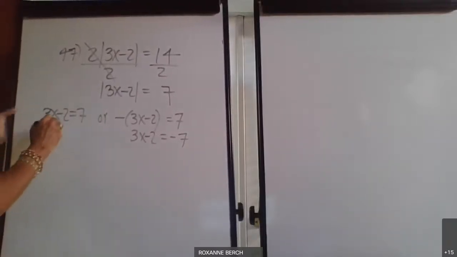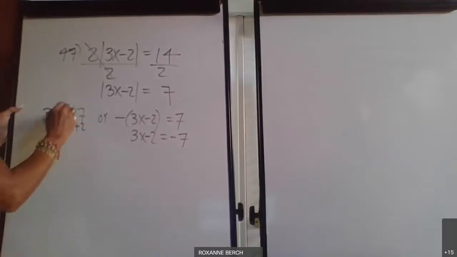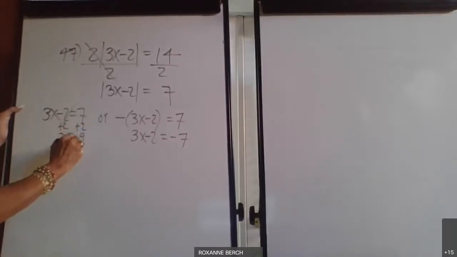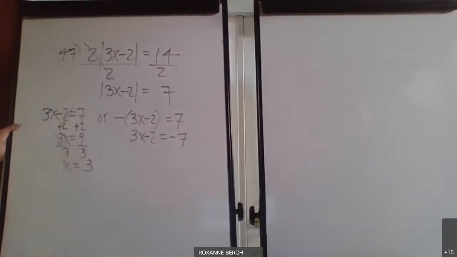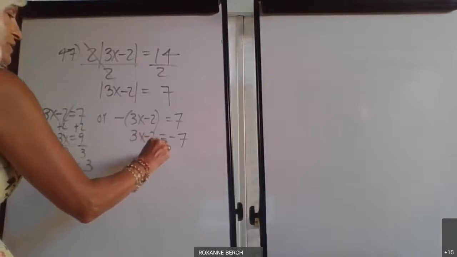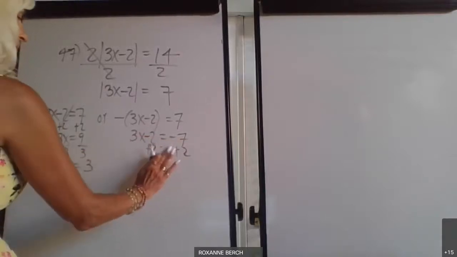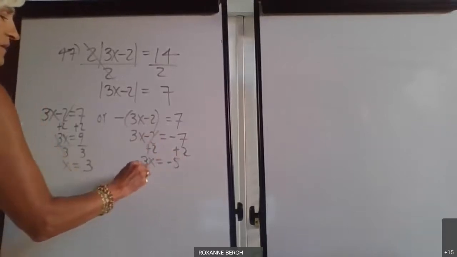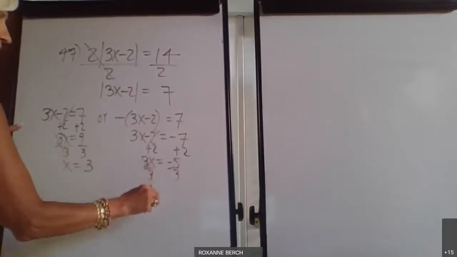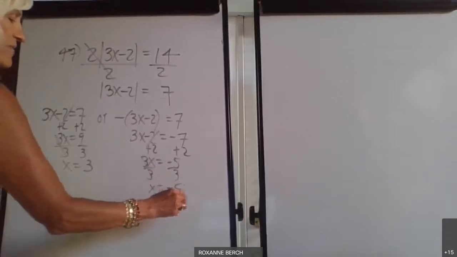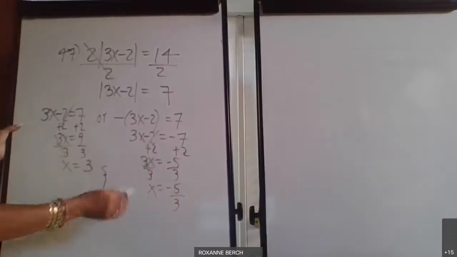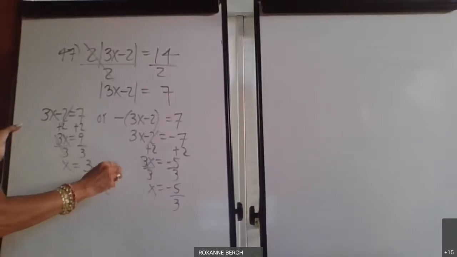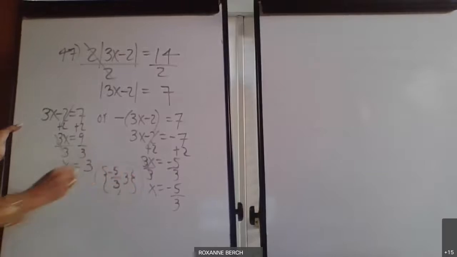So when you solve this and you add 2 to both sides, you get 3x equals 9, divided by 3, x equals 3. Over here, when you add 2, you get 3x is equal to negative 5. So when you divide by 3, you get x is equal to negative 5/3. So your 2 answers are negative 5/3 and 3.